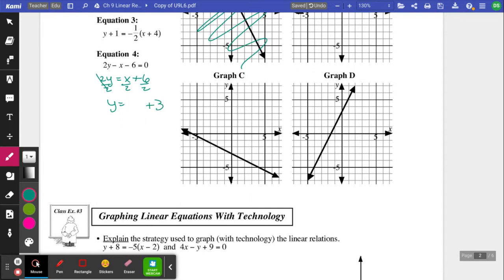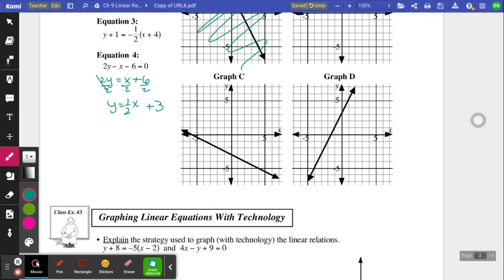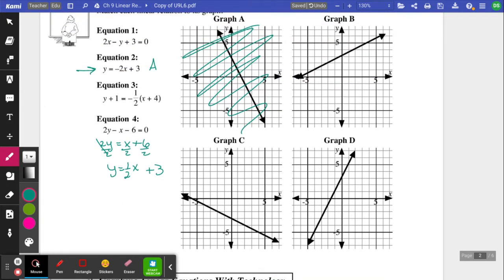Good, Danielle. What is the slope? 1/2. Yeah, put 1/2. Make sure if the 2 is on the bottom, the 2 always stays on the bottom. It can't come upstairs. Okay, so this is a positive slope of 1/2, and it crosses the x-axis at 3.